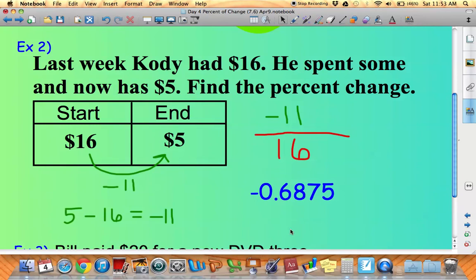As weird as it seems, it is really important that you include that negative in your answer. Again, we're looking for a percent, so I'm going to move my decimal 2 spots over. And Cody's percent change is a negative 68.75%. That means it went down. Cody's losing money. How dare you, Cody?